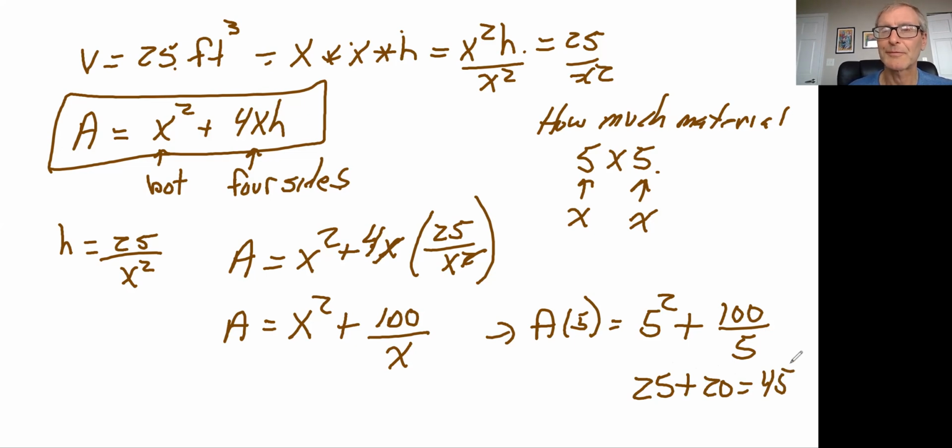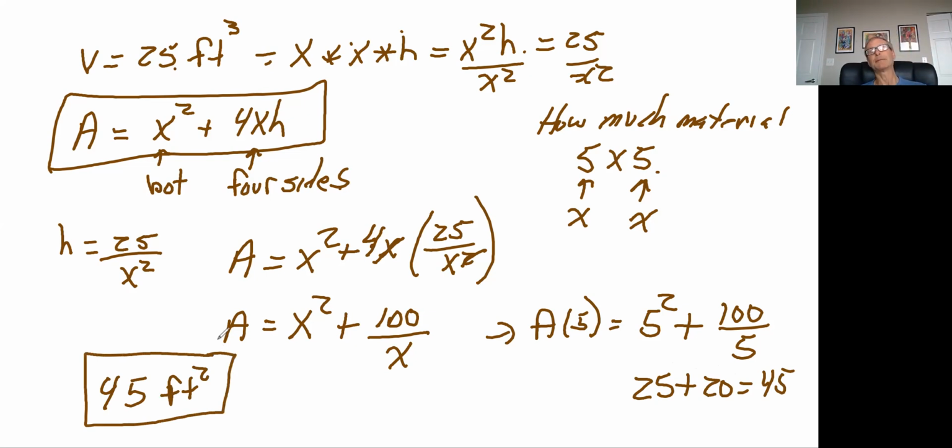So if the base is 5 by 5, you would have 45 square feet would be the area that you would need for that piece of sheet metal or that cardboard, if it was a cardboard box, to generate this size box with the material that is needed. So that's a couple more examples of quadratic modeling. And that actually ends chapter 3 and ends section 3.6.